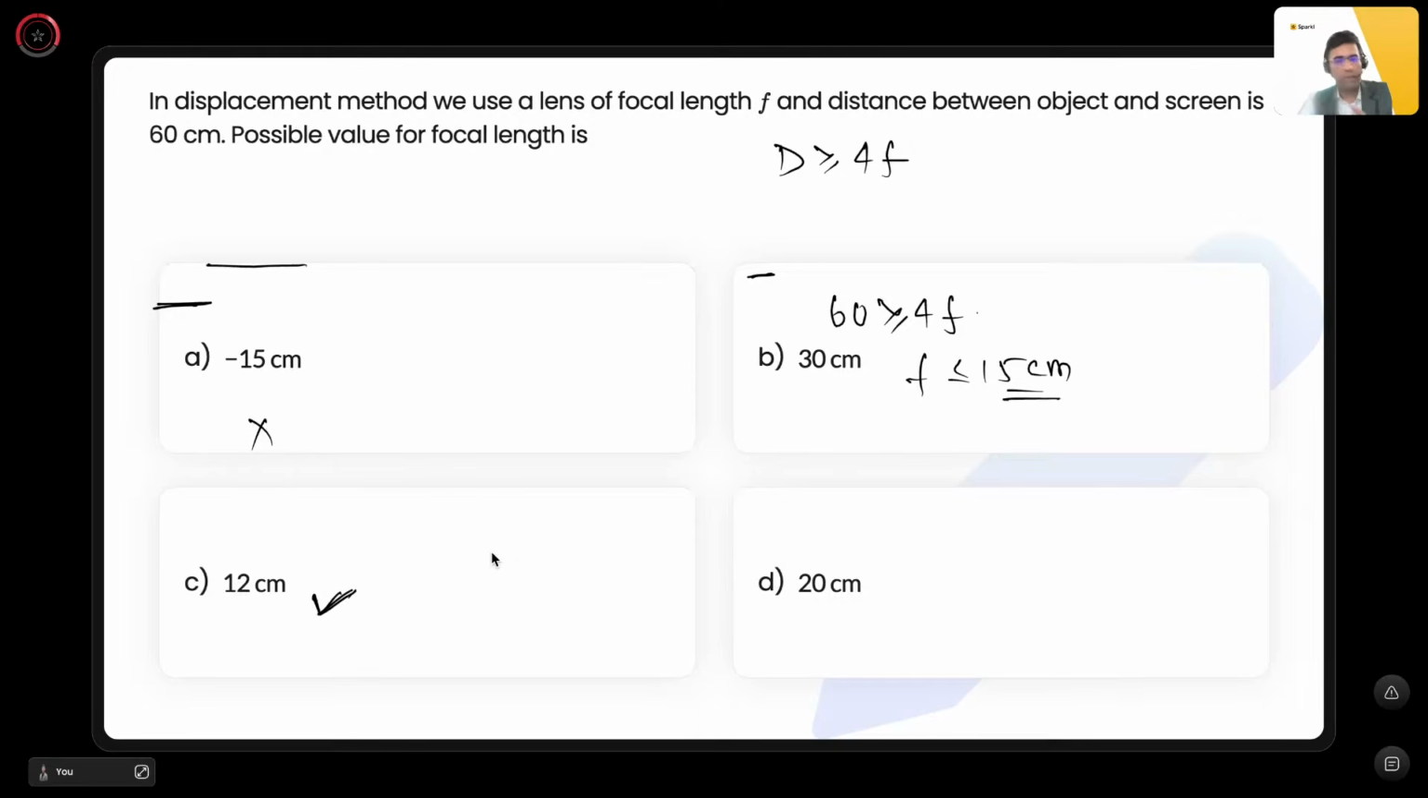So please go through these topics. Don't leave them. If you have any doubt, get in touch, get it cleared, and you will definitely do great in the exam. So this is one of the questions on the displacement method. My advice for you is to practice all sorts of problems that are in the displacement method. Yeah. Next question.